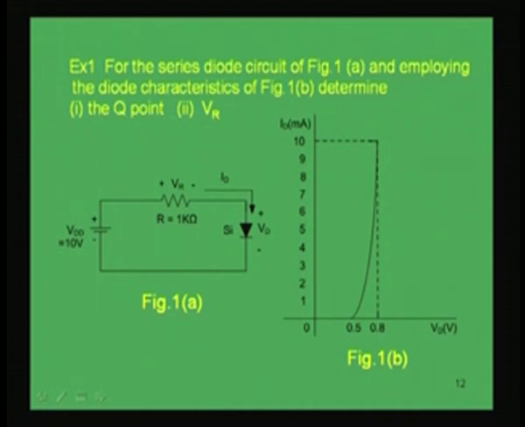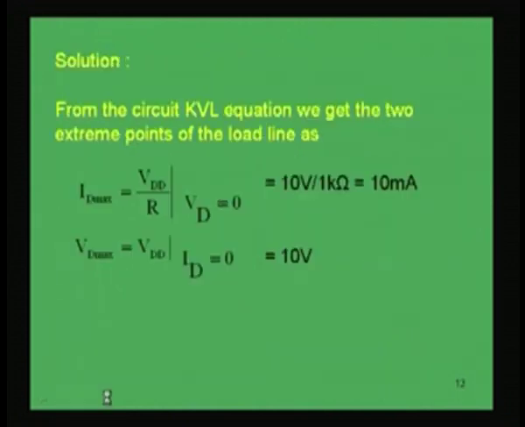These two are to be found out. So, now for that, again first of all you have to find out the 2 extreme points of the load line. As we have already seen, the extreme current ID max will be given by VDD by R when you make this voltage drop across the diode 0, and for this particular example it is 10 volt by 1 kilo ohm. So, it is 10 milliampere, and VD max, this voltage can be found out making this ID 0, that is given by the applied voltage VDD.